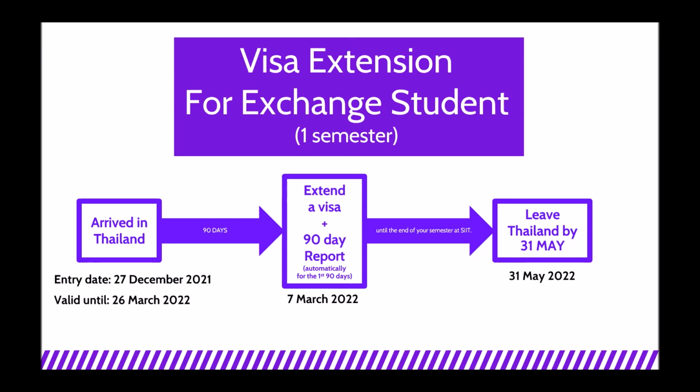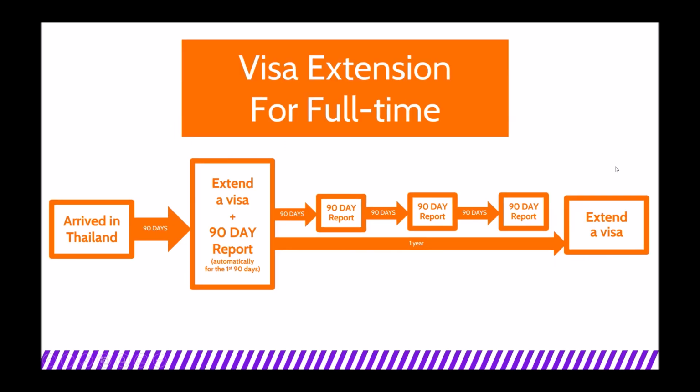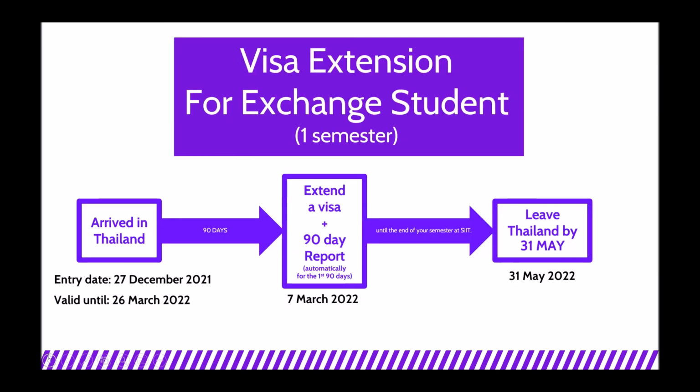So you go to the immigration office to extend your visa and do the 90-day report on the 7th of March. And then your visa will be extended until the 31st of May, which is the end of the semester at SIIT. And you will have to leave Thailand by the 31st of May.